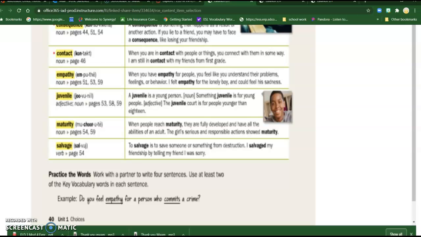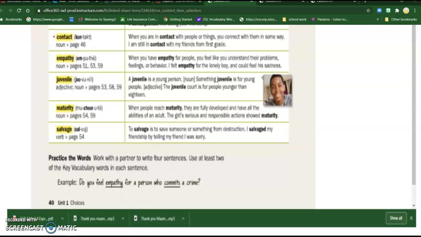Empathy, that's also a noun. When you have empathy for people, you feel like you understand their problems. So maybe you can relate to their problems. Maybe something has happened to you that is very similar to what happened to that other person, so you can have empathy for that person.